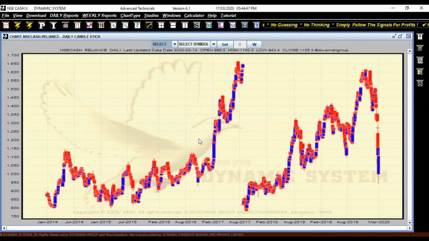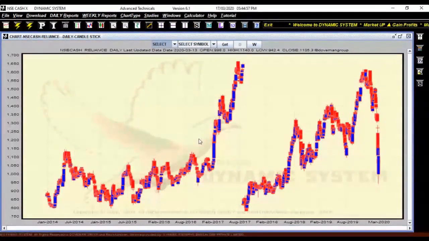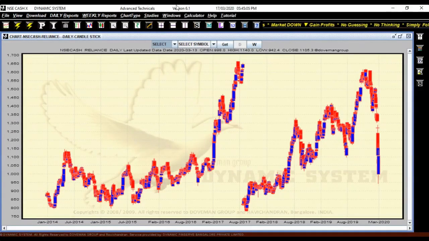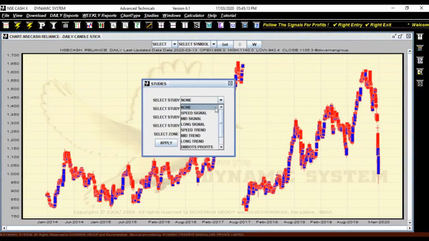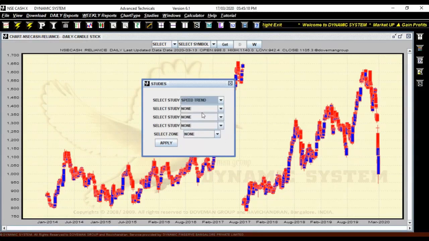Now in this you are supposed to add some studies. There are some very unique and extraordinary studies that are available in the dynamic system. There are literally 7 major studies in the dynamic system, out of which we are going to make use of only 3. Which are they and how to use them? Let us see. For that, in the menu there is studies. First option, click on study. In this you can see these are all the 7 major studies, but in this I'll use only 3. One is speed trend, next one is mid trend, third one is long trend. Apply.